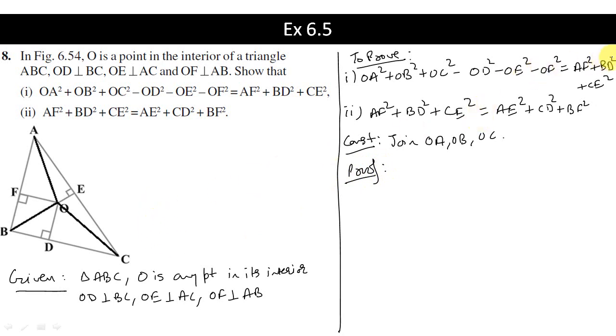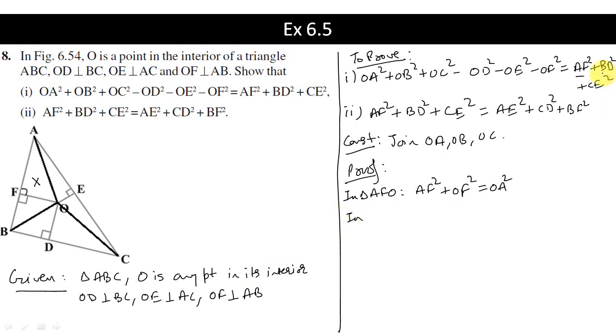So first of all, we need AF square. So we'll consider the triangle AFO, because only in this triangle we can get the value of AF. So in triangle AFO, if we apply Pythagoras theorem in this triangle, we'll get AF square plus OF square is equal to OA square. This is by Pythagoras theorem.